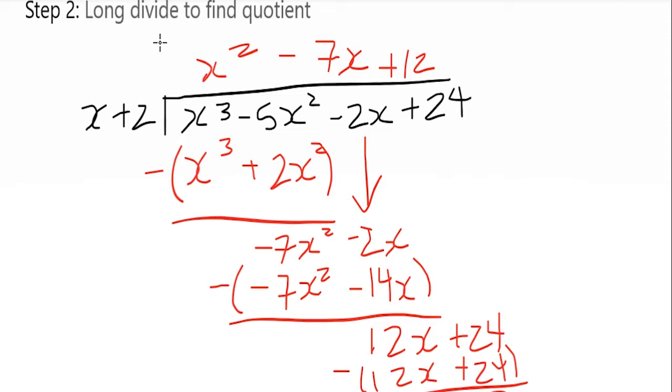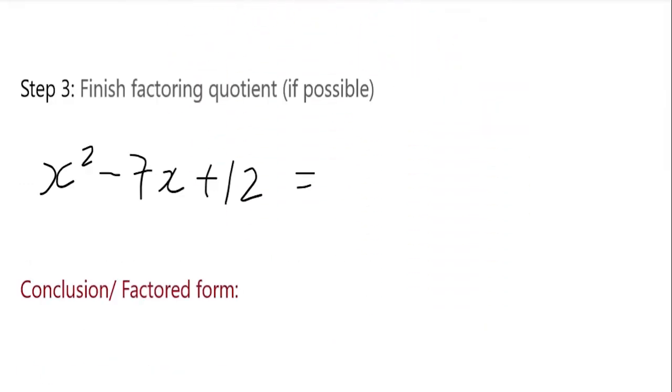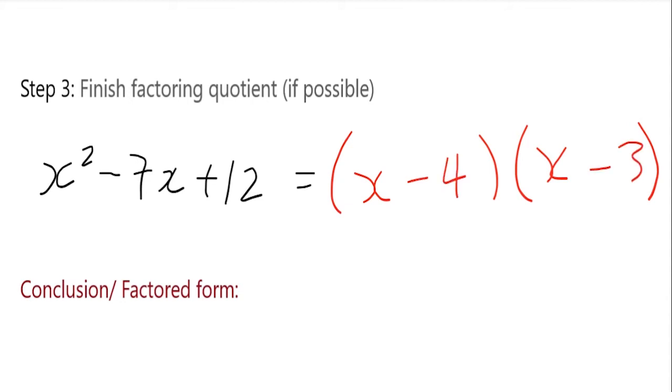All right, awesome. And now you get your quotient. What do you do with the quotient? We are going to factor the quotient. So I've written the quotient here. Let's factor it out. We'll use the guess and check method, which I've shown you in a video. You could also use the method of finding what multiplies to give you 12 and adds to give you negative 7. But I'm using guess and check. So we could just do minus 4 and minus 3, because minus 4 times minus 3 gives you positive 12, and minus 4 plus minus 3 gives you negative 7x.